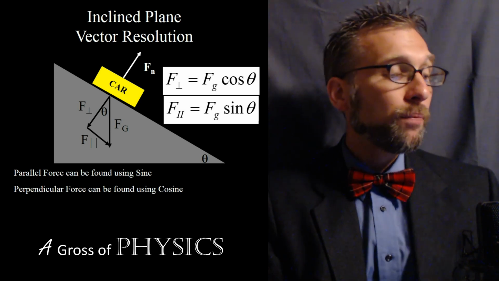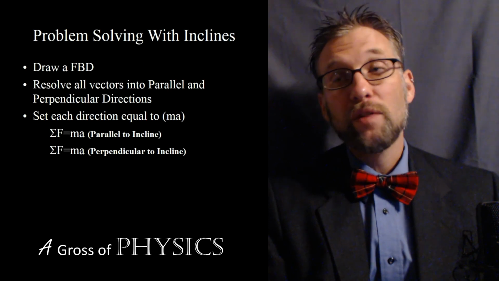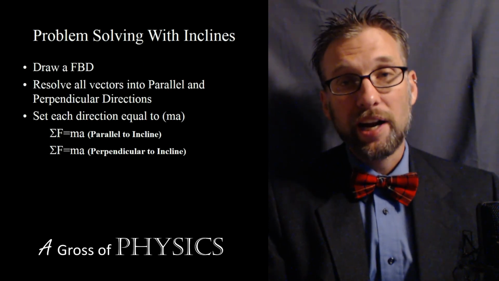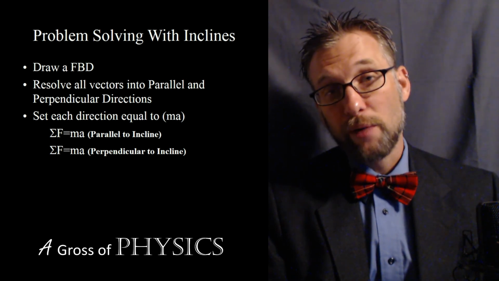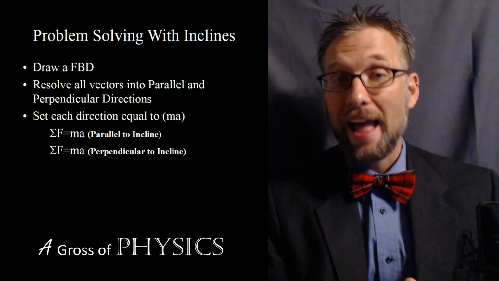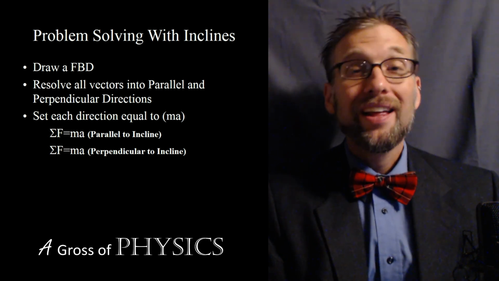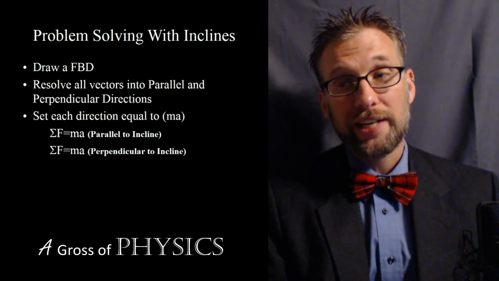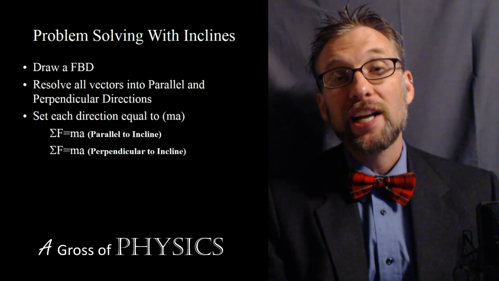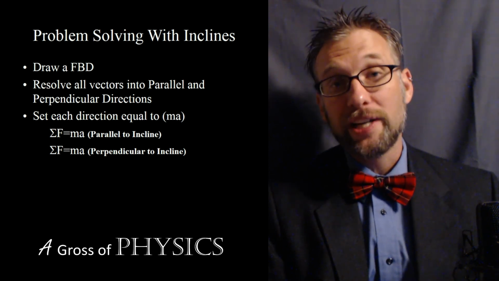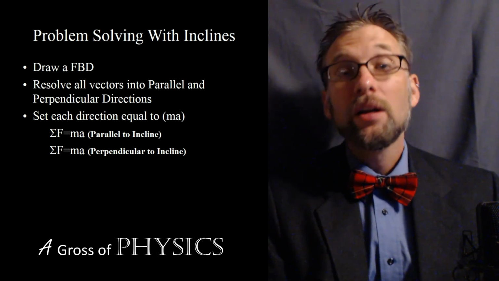Now, if we were going to solve a problem with inclines, we would do very similar steps to what we've done before. We draw our free body diagram. The major difference is that we would have the incline drawn as well. So we'd have a triangle and the object itself. Then what we would do is we would draw gravity. Gravity acts straight down. Just because there's an incline doesn't change the gravitational pull of the Earth. The Earth is going to pull objects straight down to the center no matter what.